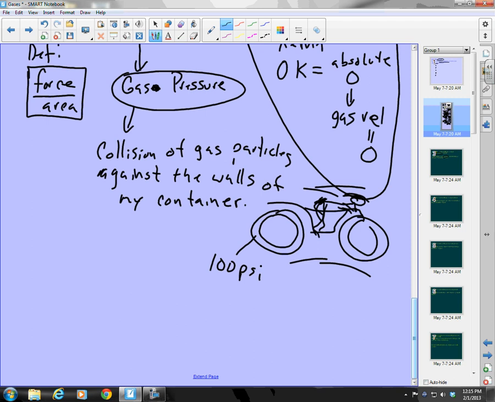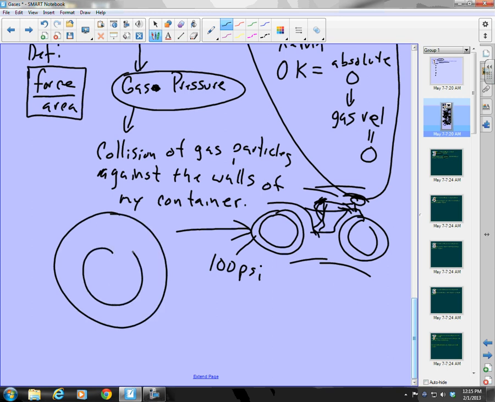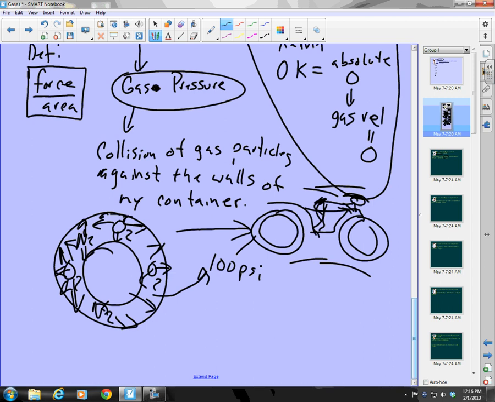Well, what's causing that 100 pounds per inch? Well, if we magnified this tire, we'd find that there are oxygen and nitrogen particles floating around in here. And what are they doing? Well, they're flying in all kinds of directions, right? And because they're in continuous, rapid, random motion, they're hitting the side of my tire. And every time they hit one of those, I feel or I could measure a pressure, right? So these collisions against the wall of my tire make it have 100 pounds pressure.